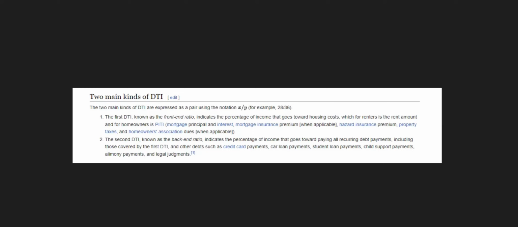The second type of DTI is called the back end ratio. That includes the front end ratio and all other recurring debts that carry a balance over to the next month, including your credit cards, your vehicle payments, your student loan payments, child support, alimony, anything like that. So we have 2 types: front end, that's your mortgage only; back end, that's your mortgage with all your other recurring debt. The next thing we'll do is go to FHA's fact page.